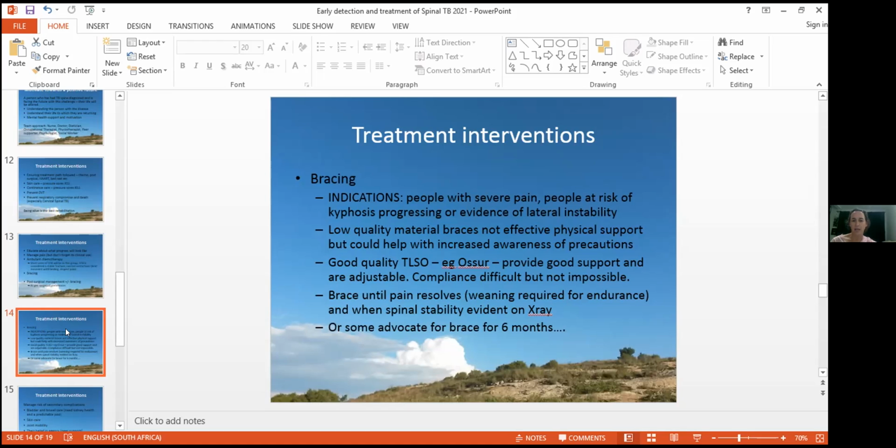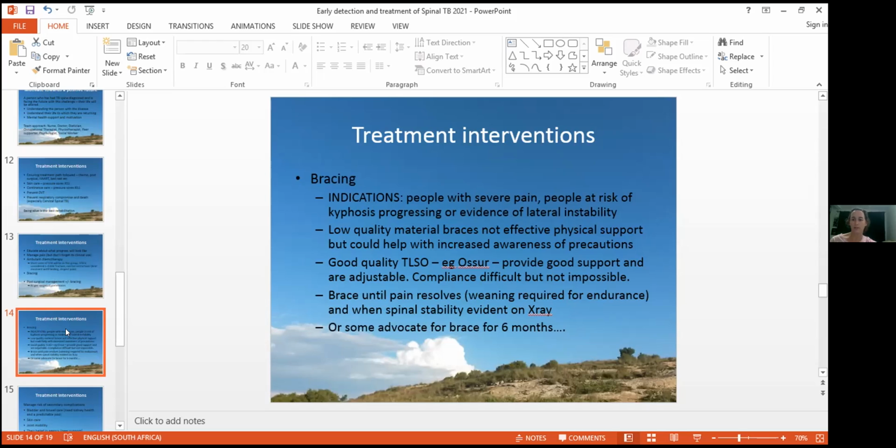The bracing indications are for people with severe pain, or people at risk of kyphosis progressing, or evidence of lateral instability. But like I said, a lot of the people in that category should really be referred on and shouldn't be managed with conservative treatment unless there's an indication from the tertiary centers that they're not accepted. And that has happened, and it does happen. And if you're in a rural setting and there isn't an opportunity for those people to get other support, then what we ended up doing was using our budget, which we didn't have.